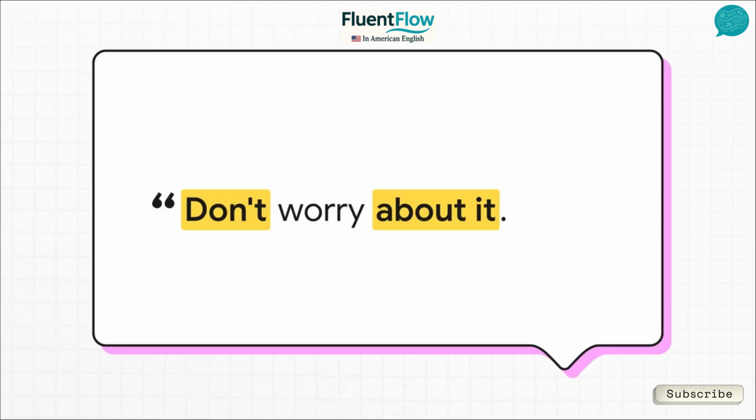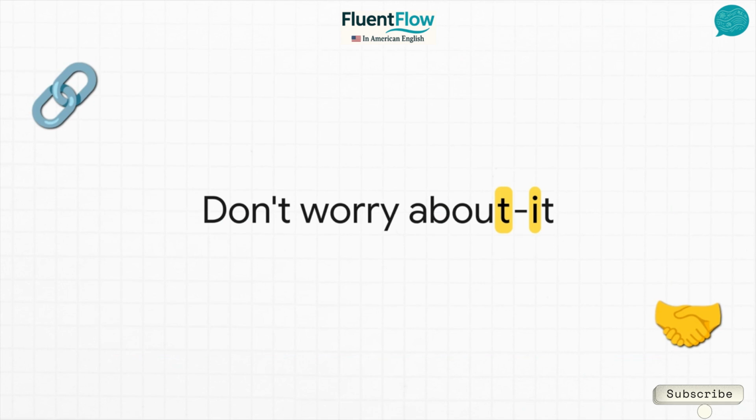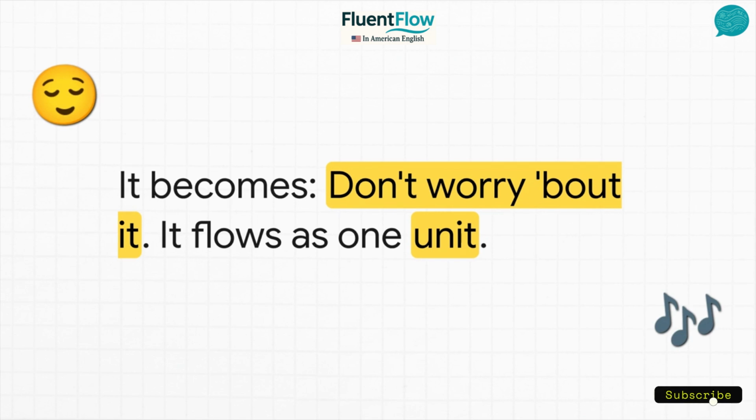Okay, ready for a longer one? You'll hear this all the time. Spoken word by word, it's "don't worry about it." Again, perfectly clear, but it doesn't sound very conversational, does it? Now let's see where the connections are. The most important connection happens right at the end. And hey, you should recognize this pattern by now. It's that same T between two vowels. The T in "about" links right into the "it," and they merge together. So in natural speech, it becomes, "don't worry about it."